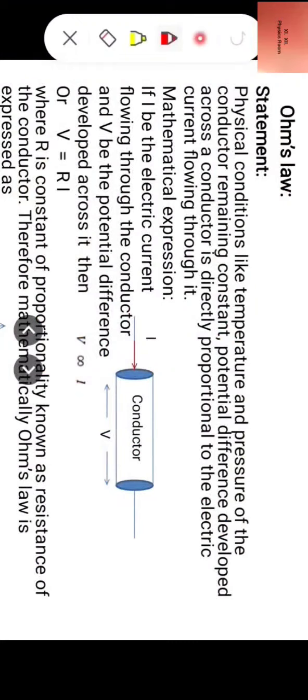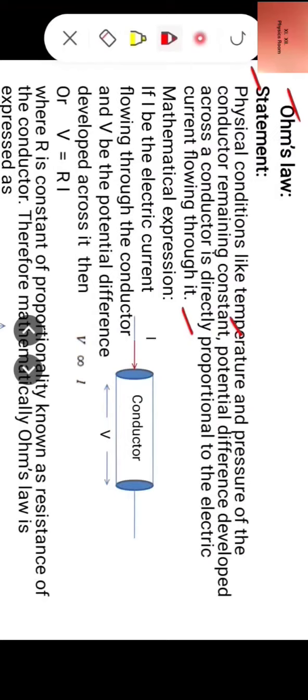Hello friends, continuing with the topic of Ohm's law, today we come to part 3 of it, and it is the Ohm's law itself. Statement: physical conditions like temperature and pressure of the conductor remaining constant, potential difference developed across a conductor is directly proportional to electric current flowing through it.